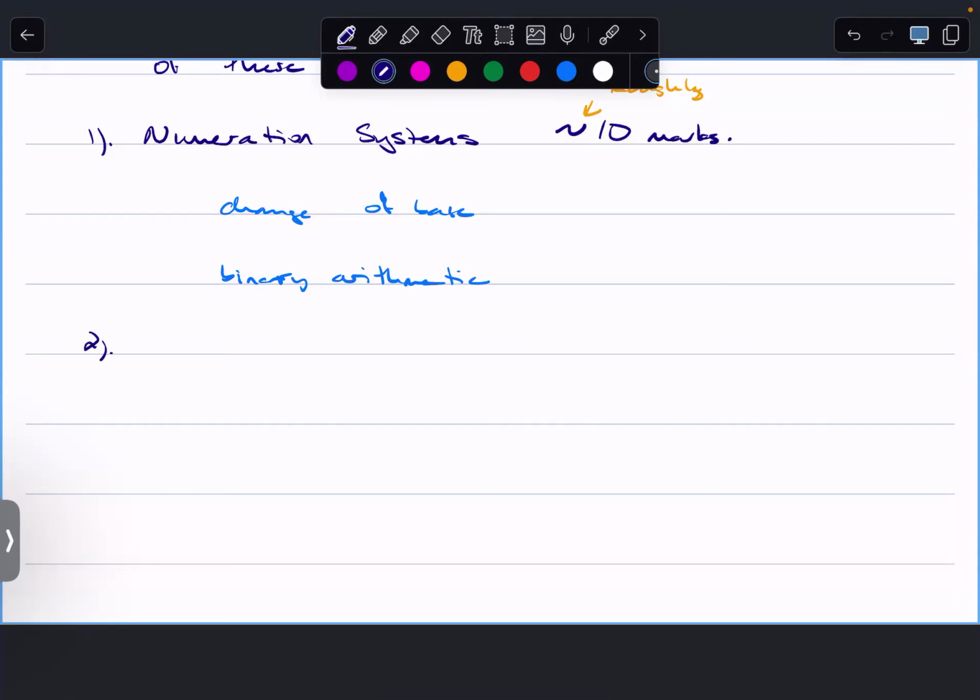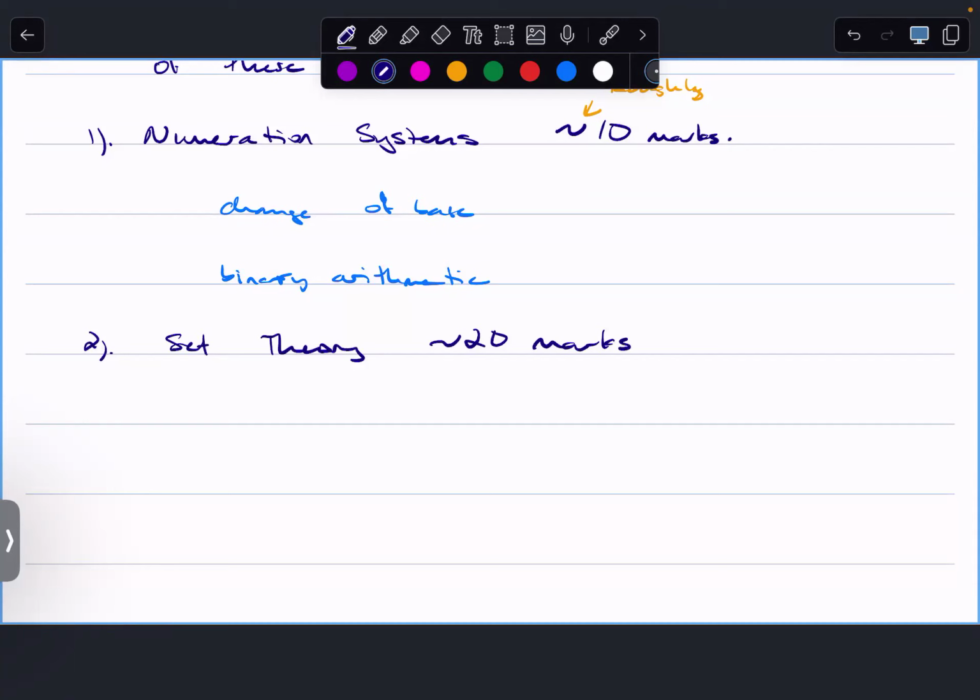Then we moved into set theory, and usually that's the section that people kind of have a fun time in, and you don't mind that there's a lot of marks there. So I am going to put about 20 marks there because there's a lot of, I'm going to say, easy marks to be had. So set theory is going to be roughly 20 marks.